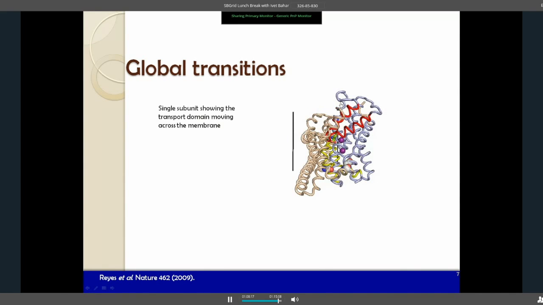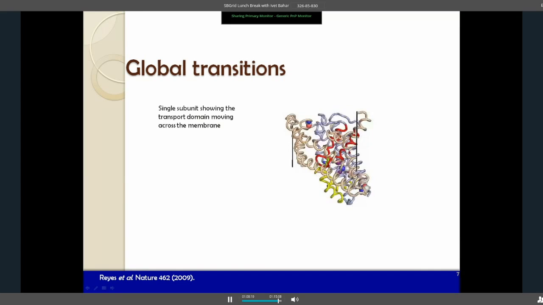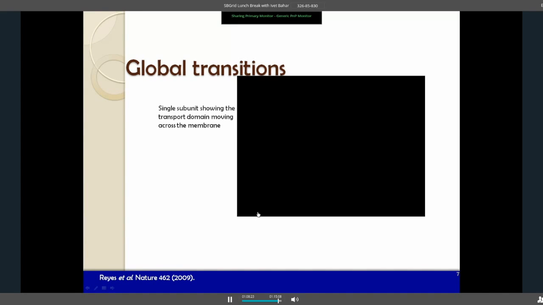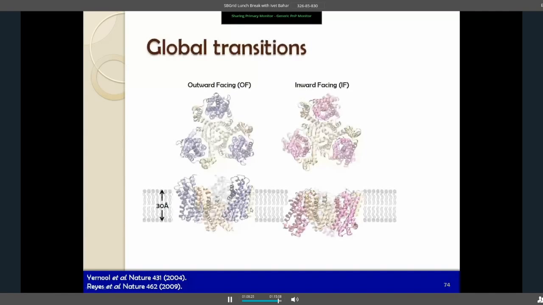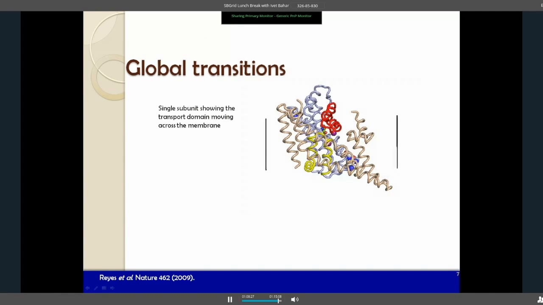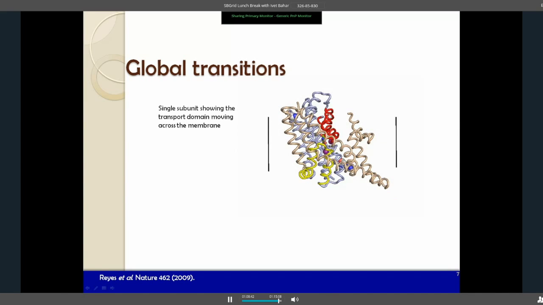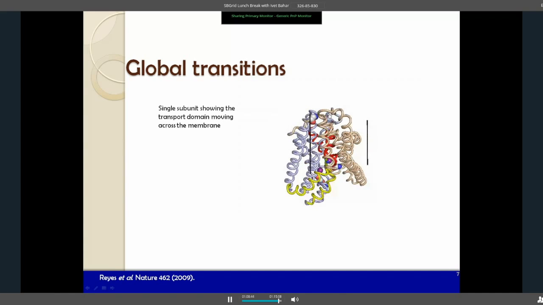That transport core, let me show you again. The transport core, which is composed of this gray, bluish gray, red hairpin and yellow hairpin, that region just moves. They call it an elevator-like motion. Once it binds the substrate from the exterior, it moves downwards to release it. So this is a very interesting movement, actually.